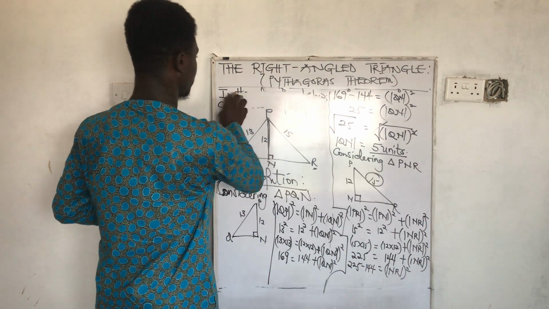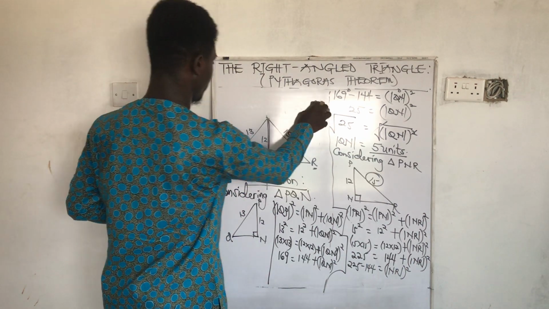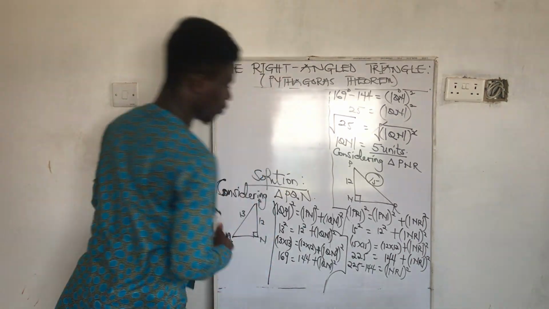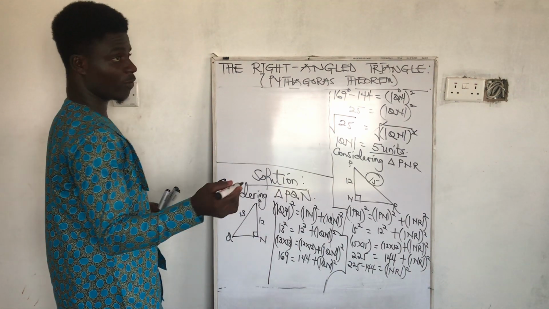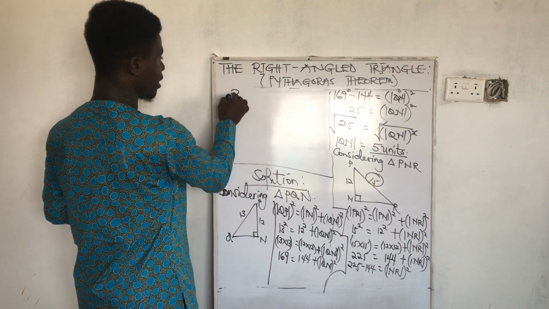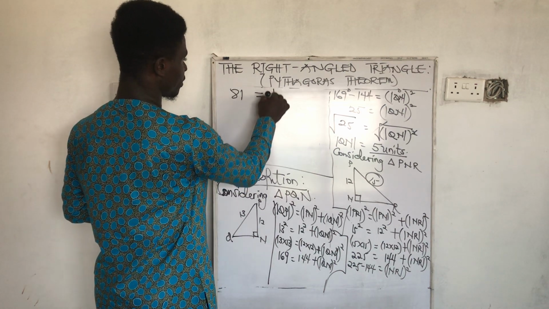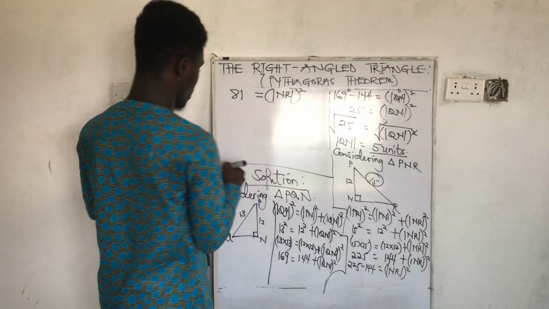Let me clean this place. So far as you have the question, okay. So now let me continue here. 225 minus 144 gives us 81. So 81 equals the length of NR all squared.